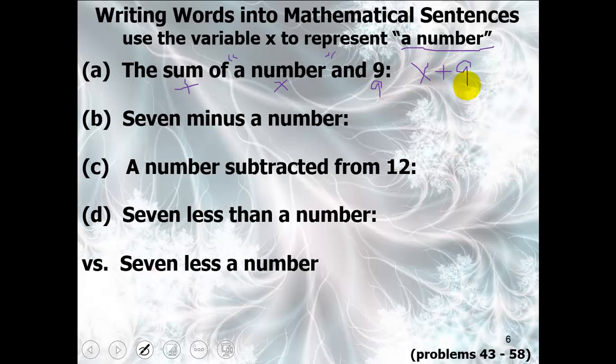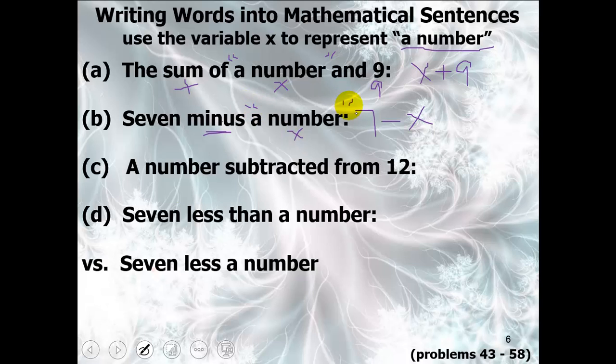Now, with addition, it doesn't matter the order that you put them. That's only with subtraction and division. All right? With addition, you don't have to worry about the order. 9 plus x is exactly the same thing as x plus 9. All right? 7 minus a number. Minus tells us to use subtraction, and we write the mathematical expression in the order that we read them. 7 minus x. Remember, a number is x.